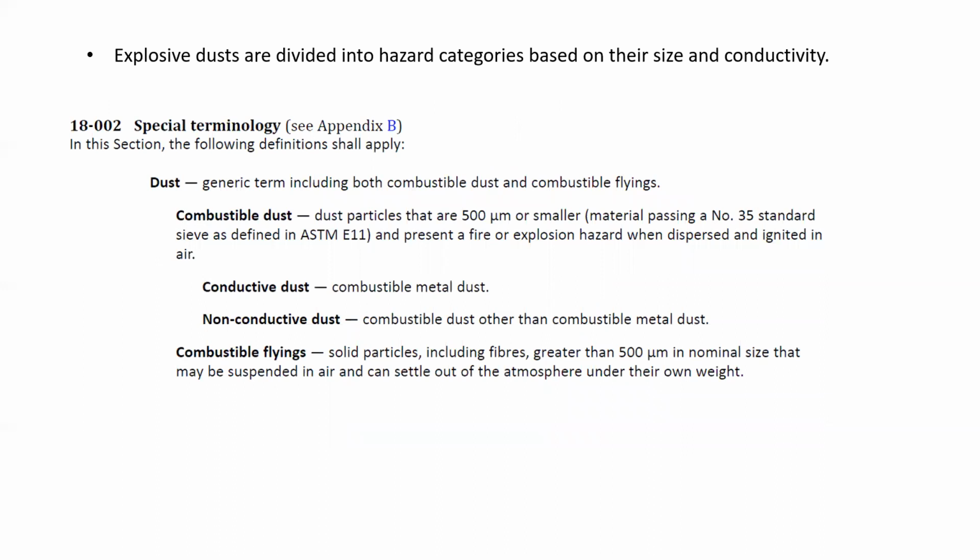Explosive dusts are divided into hazard categories based on their size and conductivity. So if we look at 18002 special terminology, dust is a generic term that's then further divided into combustible dust, conductive dust, non-conductive dust, and combustible flyings, which have a size no greater than 500 micrometers. Grab your measuring tape.